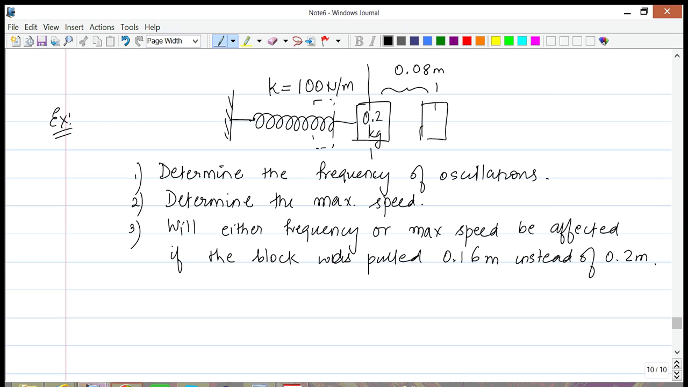The next one is find the maximum speed, and then the third question is interesting. It says, will the frequency or the maximum speed be affected if the block was pulled 0.16 meters instead of 0.08 meters? As usual, what I'd like you to do is stop, and I'll do each part along the way. You can pause, do the work, check your answer, and then move on. If you made a mistake, then of course you can correct it.